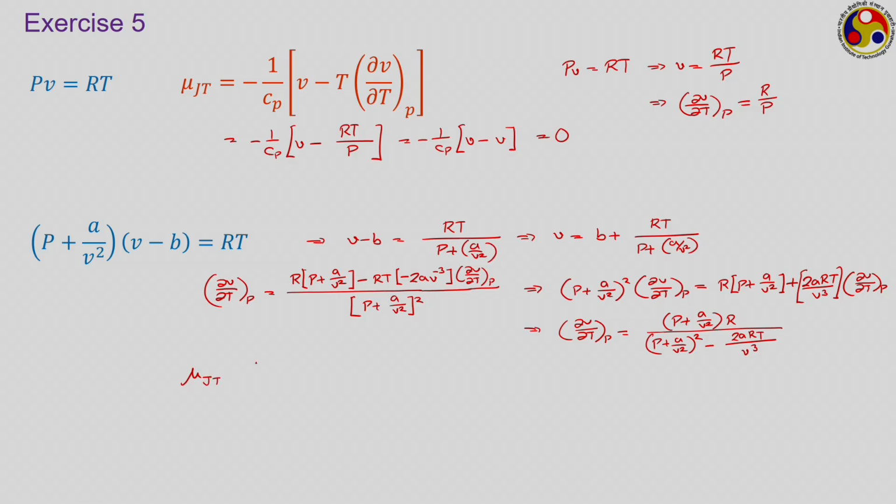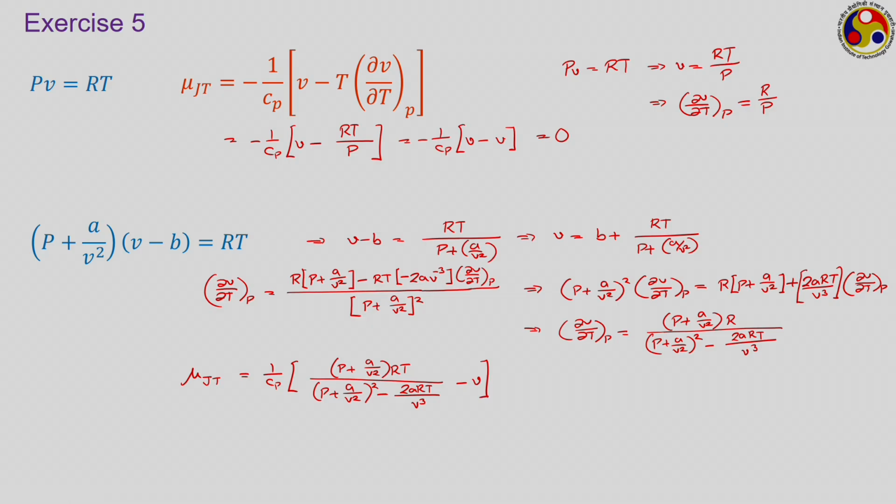becomes equal to 1 upon Cp into P plus A upon V square into RT divided by P plus A upon V square whole square minus 2A RT upon V cube minus small v. This is a quite complicated expression.